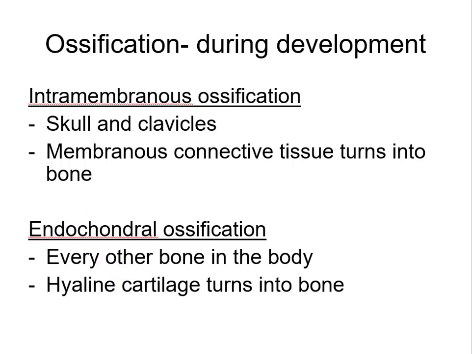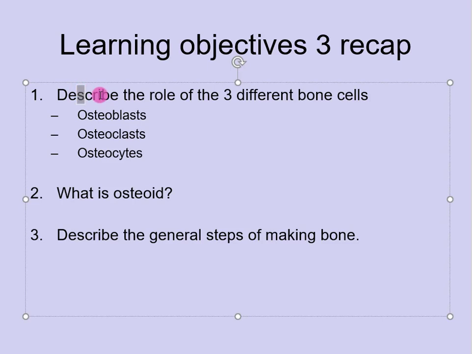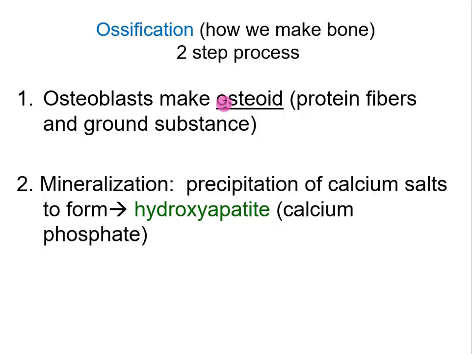But again, what were our learning objectives? Our learning objectives were to describe the three roles, which we did. We described osteoid, who makes it. Osteoblasts make it. What is it? Collagen fibers and ground substance. And then we described the general steps of making bone. And those general steps of making bone are: osteoblasts make osteoid, and then we see mineralization, which occurs after precipitation of calcium salts to form this thing called hydroxyapatite. And so this is what I need you to know.